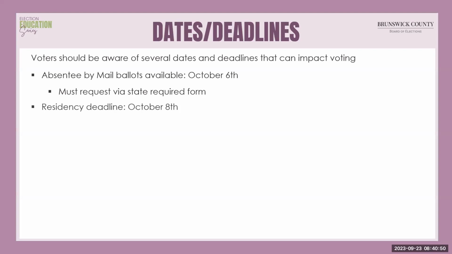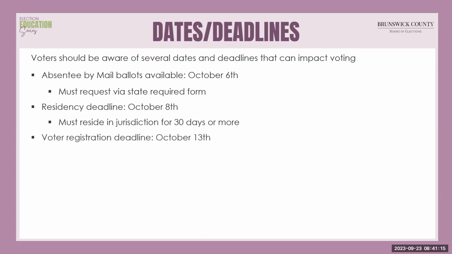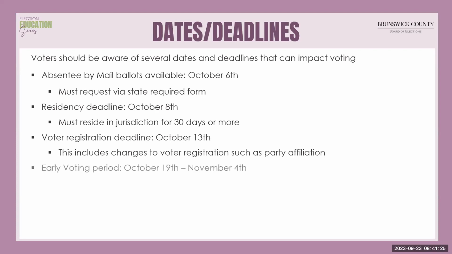To vote in a specific jurisdiction, voters must reside at their address for at least 30 days. Voters who have moved into a jurisdiction after October 8th will need to vote under their previous address and can complete a voter registration form to update their address for the next election. And if a voter needs to register, they must register at least 25 days in advance of the election. Changes to a voter's registration must also be made by that registration deadline. This includes changes to party and demographic information.